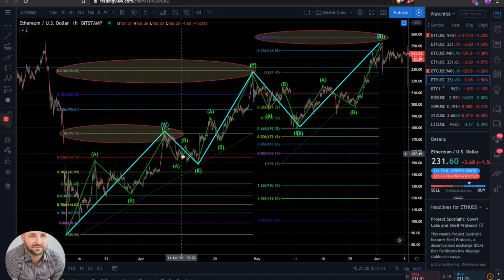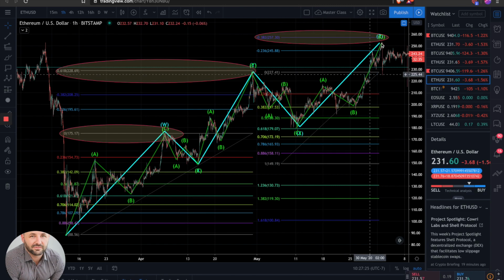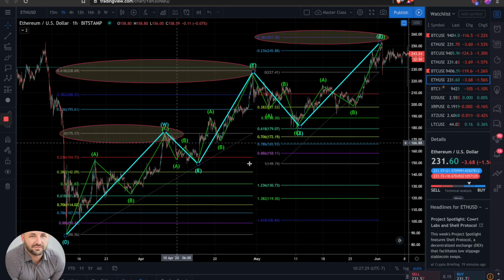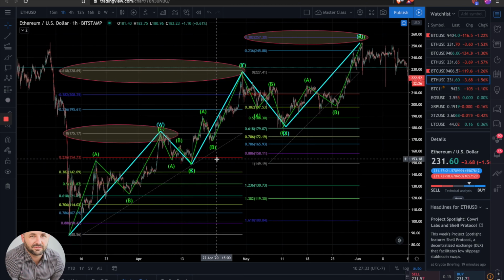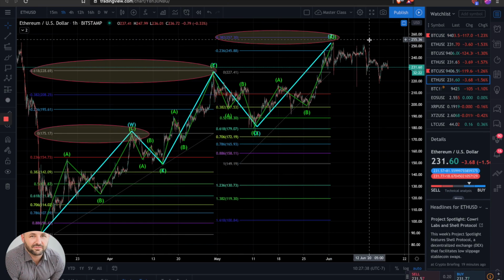So even on the smaller time frames, right here, pretty clear zigzag. Right here is a pretty clear zigzag. Even right here, pretty clear zigzag. So that's kind of the debate and the battle to say that this thing is corrective and done.